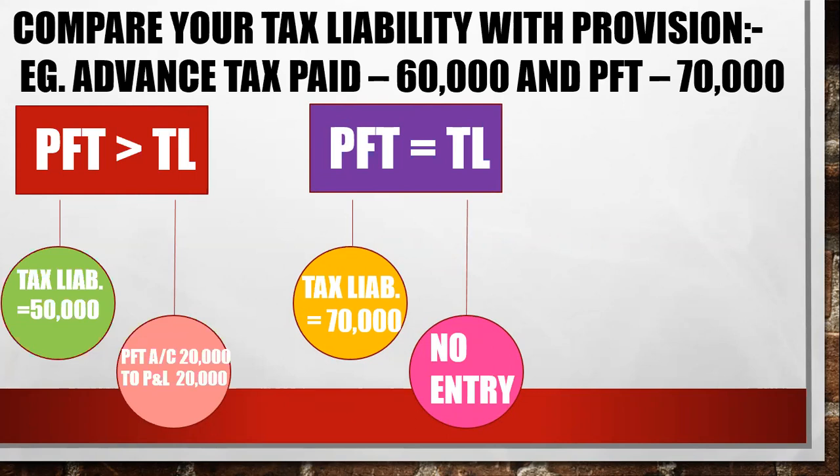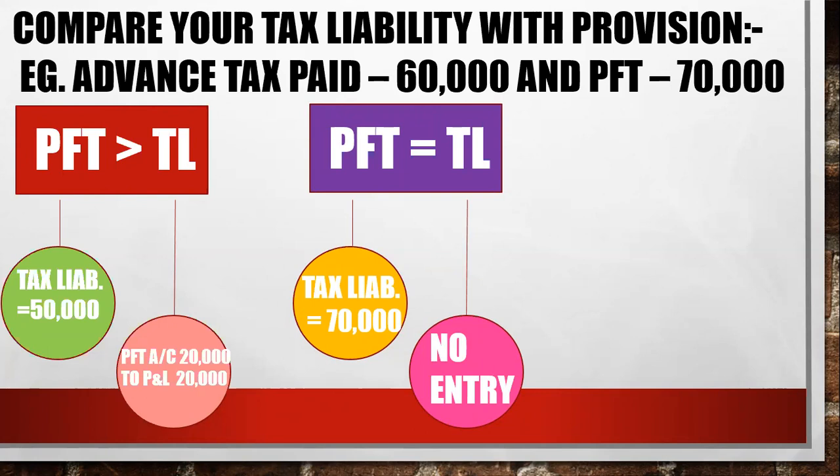One more time, what do we have to check? First, we have to check my PFT balance against the tax liability, whether it is equal, more, or less. Once you find out it's more than your tax liability, you have to transfer the remaining amount to the PNL account. Clear that? So you have to pass the journal entry: PFT account debit to PNL account.